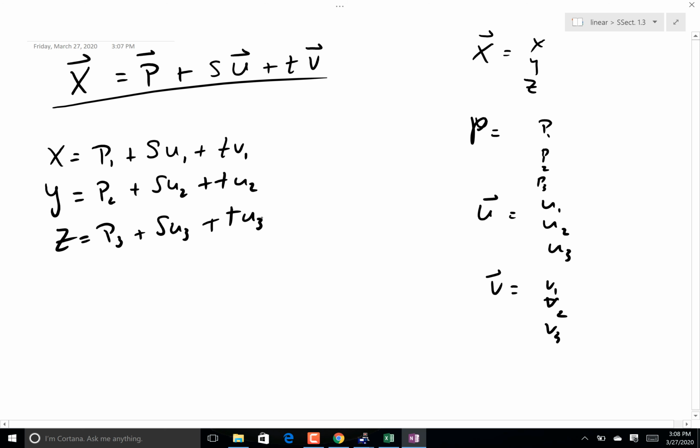Ta-da! And that, my friends, is what they refer to as the parametric form of it. Okay? Kind of cool, kind of fun, sort of, ish.